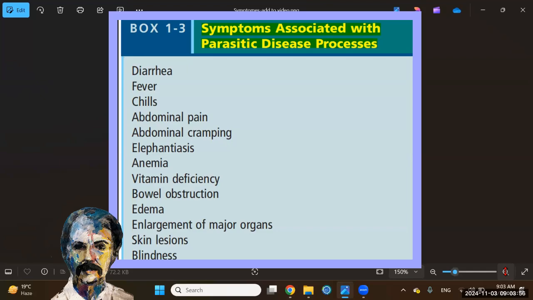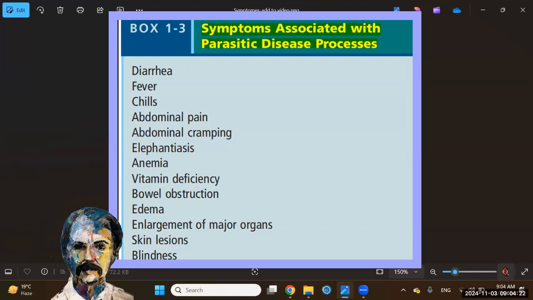Anemia, the hemoglobin level drops. Your hemoglobin level as a young man, instead of being 13, 14, 15, goes down to 11 and 10. And as a lady, maybe below 10. Anemia. Vitamin deficiency, like vitamin B12.